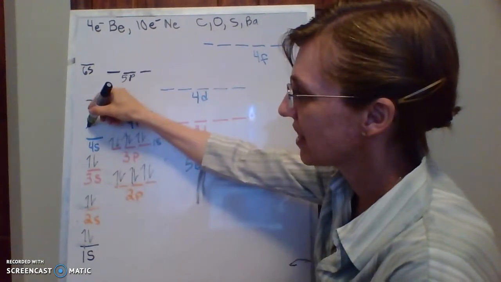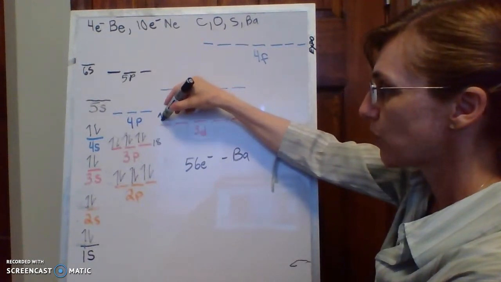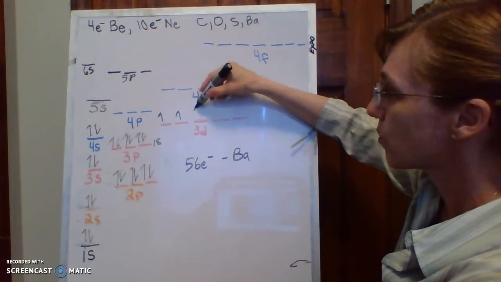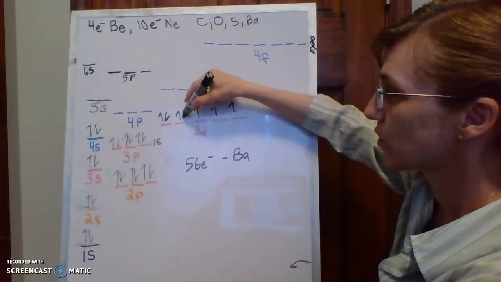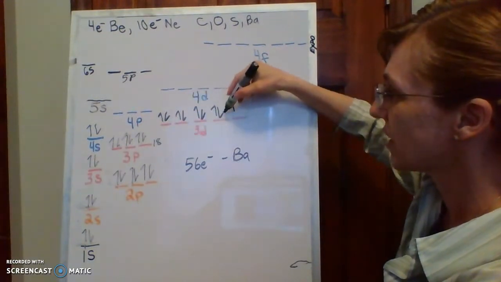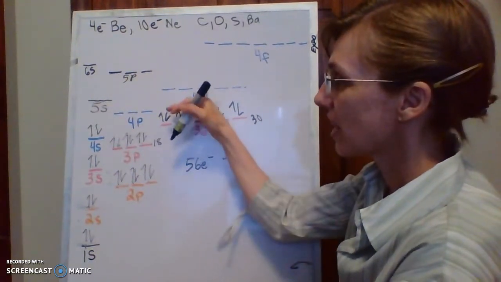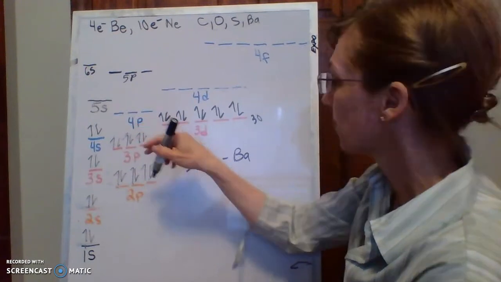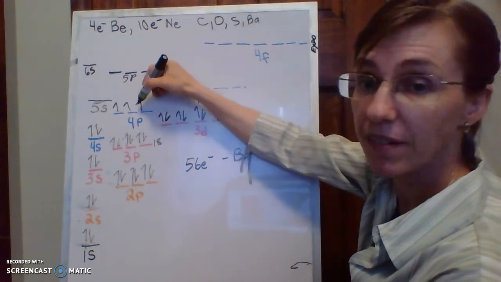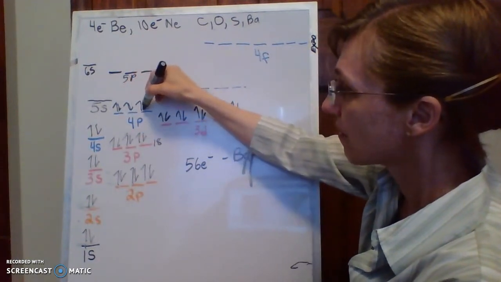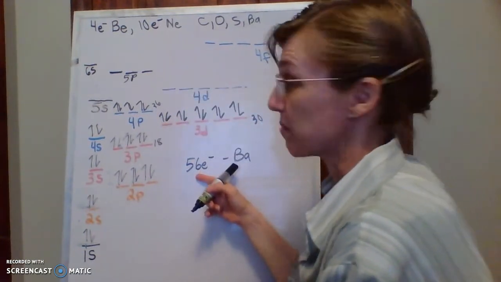So we were at 18. Let's keep counting up. 18, 19, 20. Now we can go to the 3d. 21, 22, 23, 24, 25, 26, 27, 28, 29, 30. Okay, now we're at 30. Next energy level up is the 4p's. So we're going to go there. So this is 30, 31, 32, 33, 34, 35, 36. Now we're at 36. Still have to keep going because we've got to get up to 56.